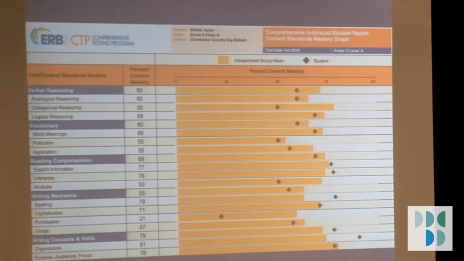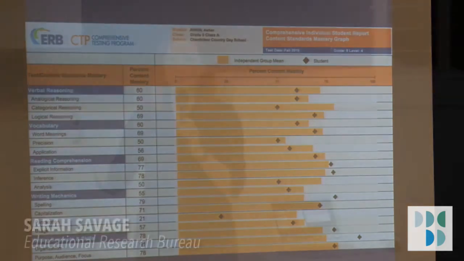Yes. It's the percent, it's the predictive, it's what we predict based on your students' answers, how they would do if given every possible spelling question that our test could dream up. They would probably be able to answer 68% of them correctly.